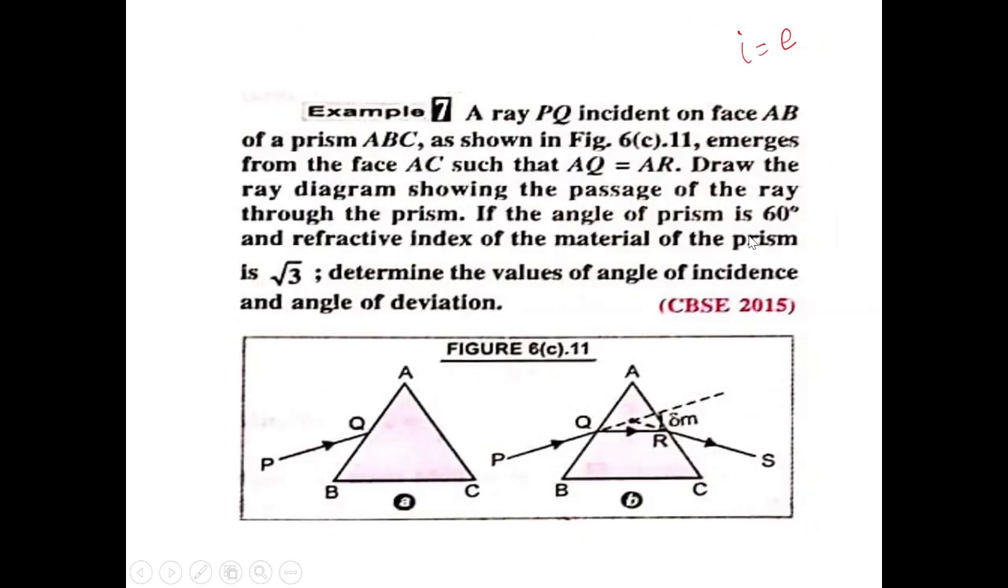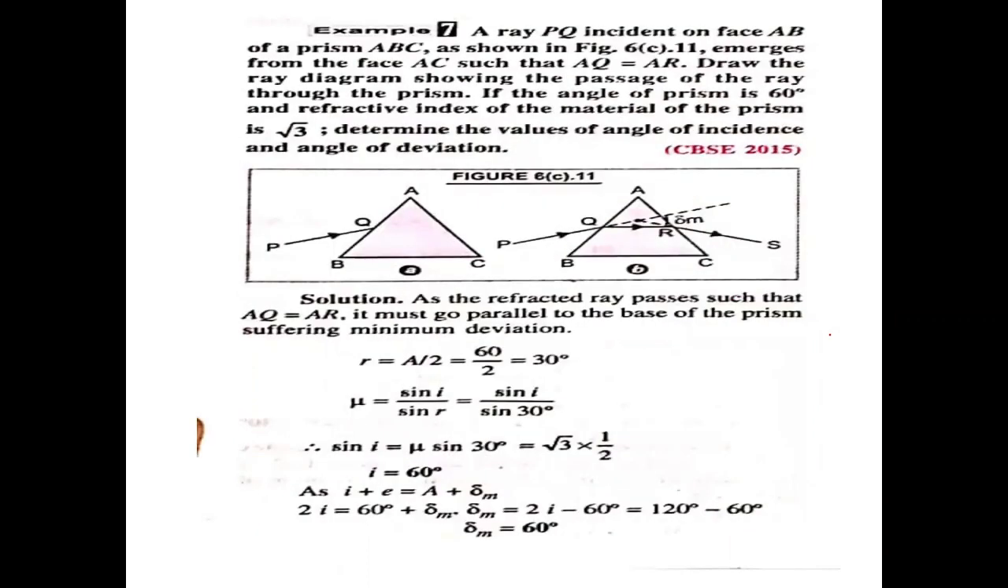The angle of the prism is 60. How did I get R as 30 here? See, at the angle of minimum deviation, R1 plus R2 is equal to A, isn't it? So 2R is equal to A, so R is equal to A by 2, that is 30 degrees. We know that the ray of light is undergoing minimum deviation. At minimum deviation, R1 plus R2 is equal to A, so R is equal to A by 2.